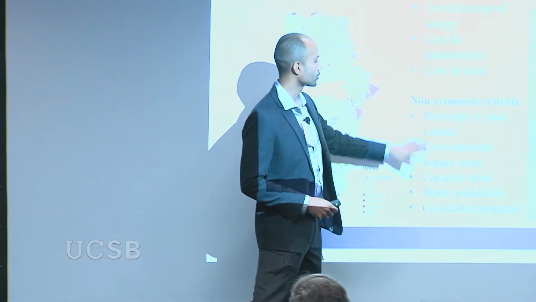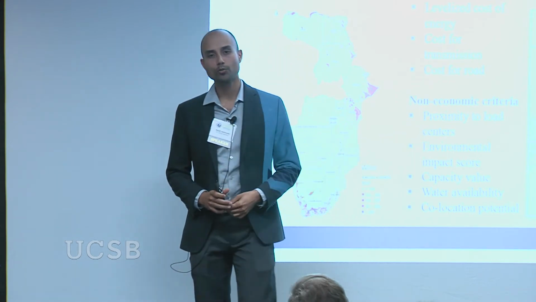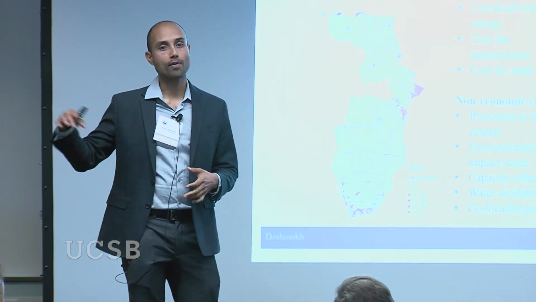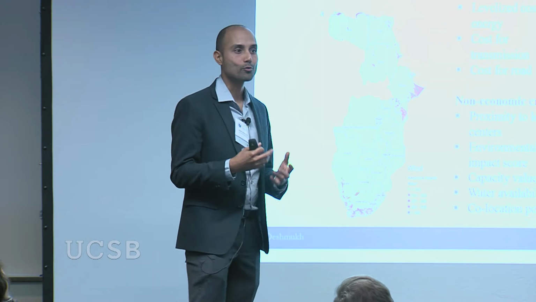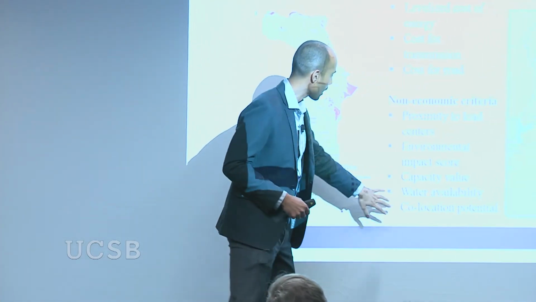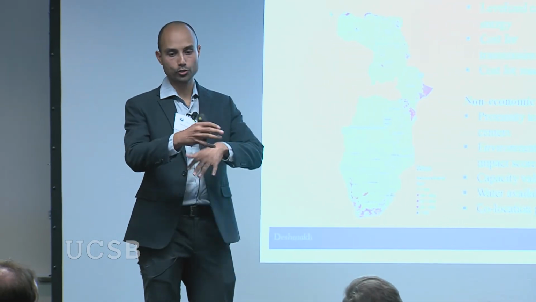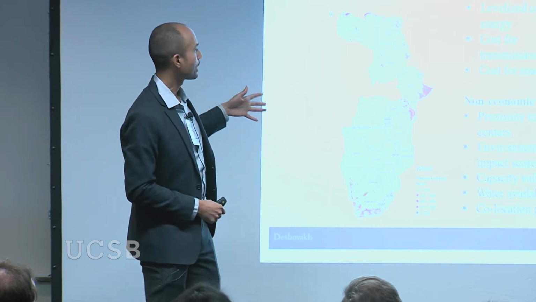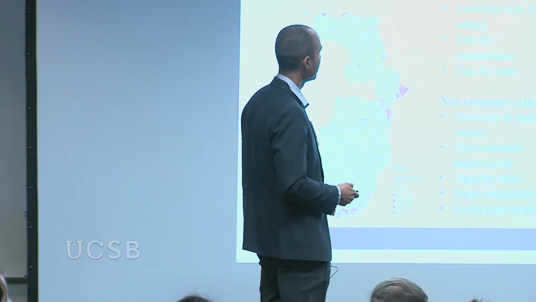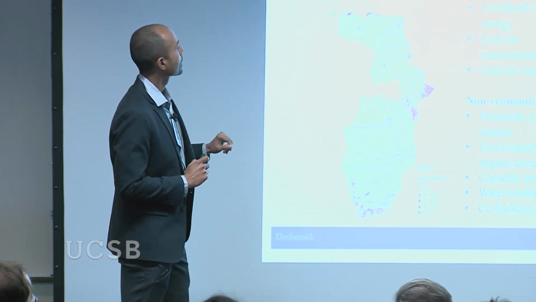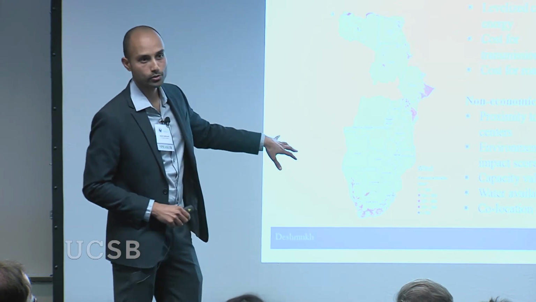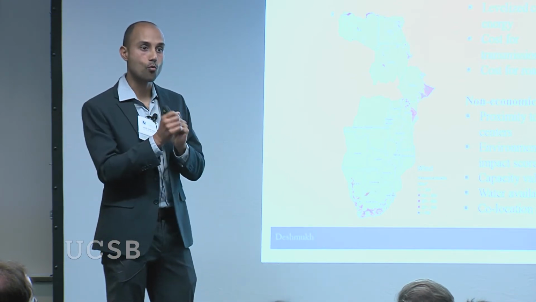But we also estimate a host of non-economic criteria, like how close is it to a load center, or an environmental impact score for that potential project area. The capacity value, as in how well your wind profile matches your demand profile, because that would reduce the need for storage at the end of the day. We also have water availability, especially for solar plants. And then finally, co-location potential, where you can put solar panels in between your wind turbines. And this tool is really flexible, where stakeholders can add their own variables that are important to them. You can use our tools to prioritize these areas by giving different weights to each of these criteria.